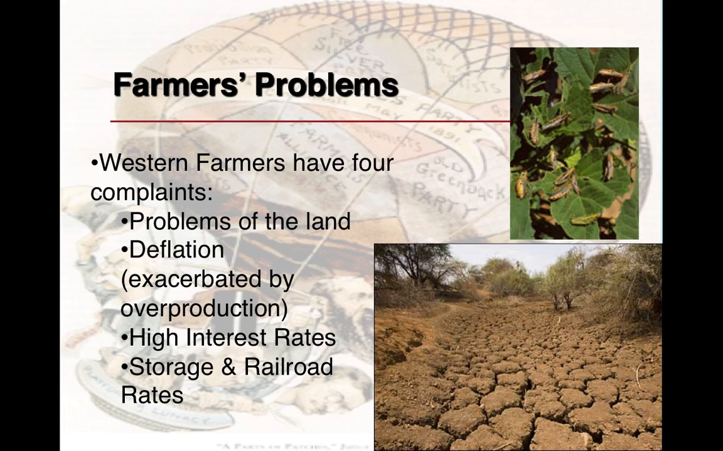Now, that coupled with deflation, which we saw was the result of overproduction and dropping the price, made life hard on farmers, because if their crops aren't worth a lot of money, they're going to have trouble paying stuff back.